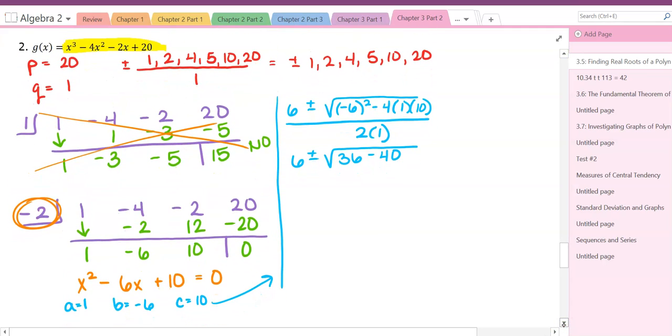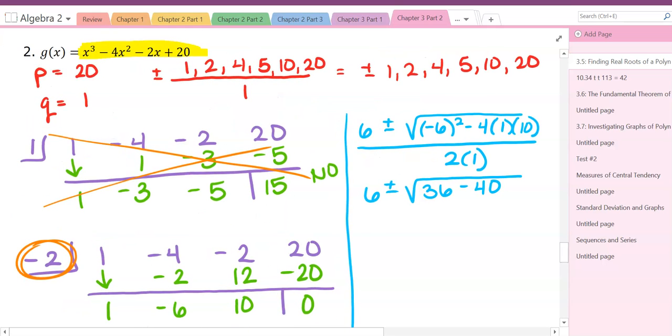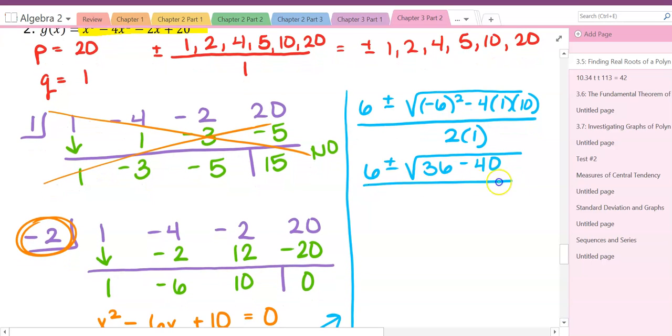So my other two numbers, if I came back up and I looked at this list, -2 is the only one from this list that would have worked. So even if I kept testing other numbers like a 4, a 5, a 10, none of them would have worked. Only -2 did. So that's kind of what that tells us here. All right, so this is all over a 2.